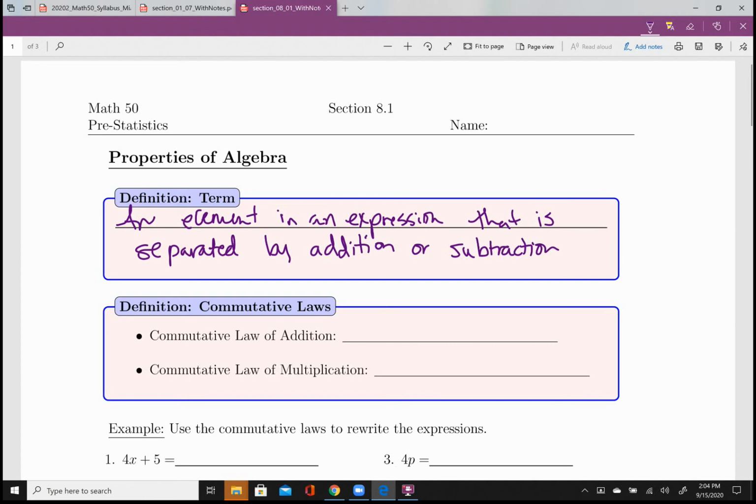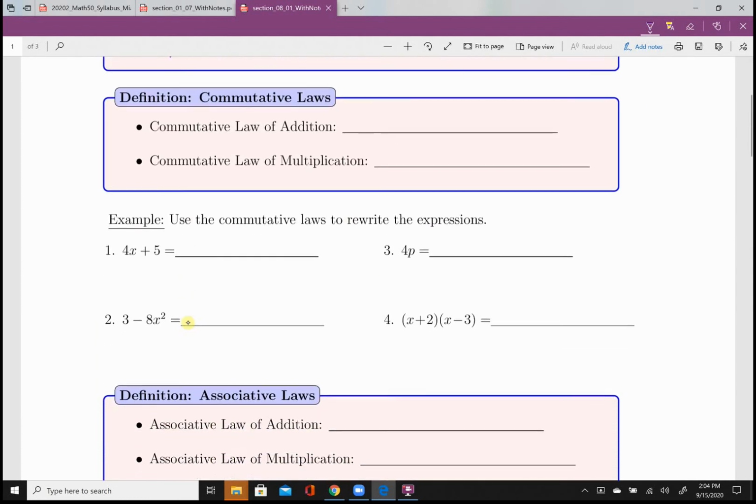It's very easy to confuse the words term and factor in regard to talking about algebraic expressions. A term should be distinguished from a factor by the operation that it's associated with. The operations of addition and subtraction categorize terms, whereas factors are items that are separated from one another via multiplication or division. Moving on to some commutative laws here.